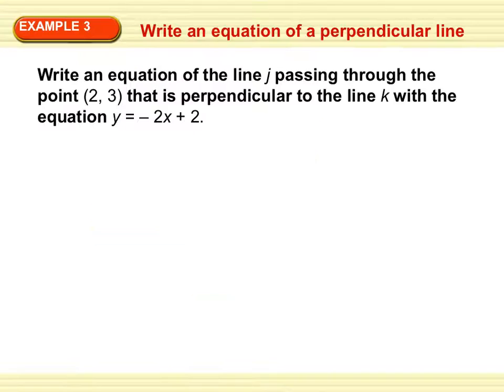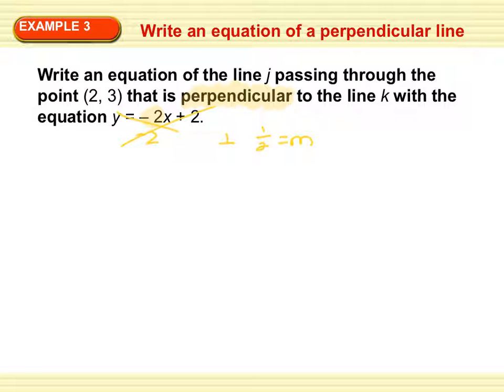Okay, now it says write the equation of the line J passing through the point 2, 3 that is perpendicular to the line K with the equation y equals negative 2x plus 2. So what's the difference between this one and the one we just did? Okay, this one is perpendicular, which means what? Opposite reciprocal. Good. So the slope of this line is? The original one's negative 2. Perpendicular would be? Positive 1/2.